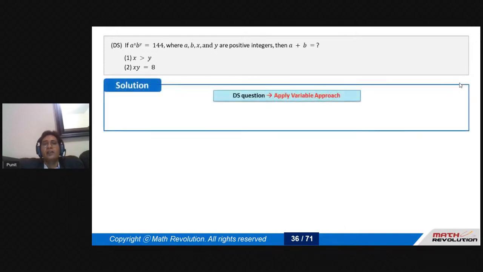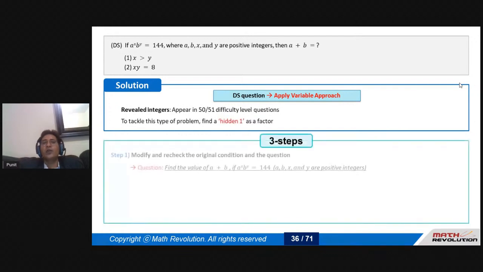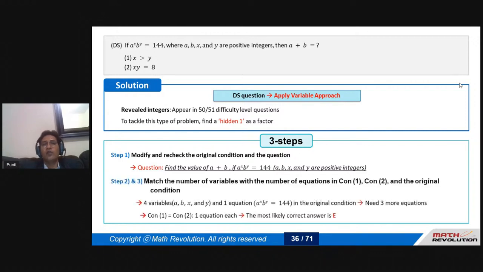Condition 1 says that x is greater than y, and condition 2 says that xy is equal to 8. We'll be solving this through a variable approach. There are four variables involved, which are a, b, x, and y. We have to be pretty sure about this, that they are integers. There is one equation involved, which is a to the power x times b to the power y equals 144. I've got four variables, one equation, I need three more, and that is how my answer should go as E.